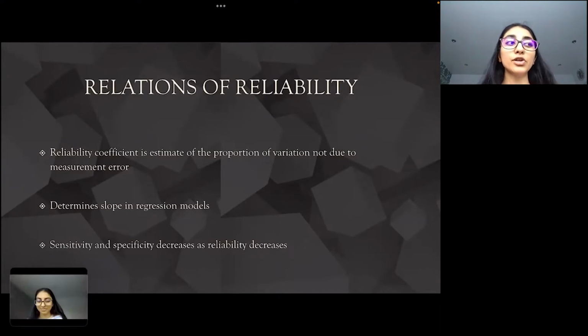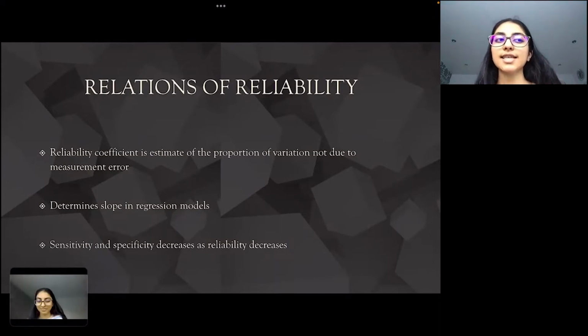So the coefficient of reliability is an estimate of the proportion of all variation that is not due to measurement error, and it's readily estimated from replicate measurements. So the reliability of a measurement determines its maximum correlation. This is also called R2, if you're familiar, and the slope, so also the effect size in regression models.